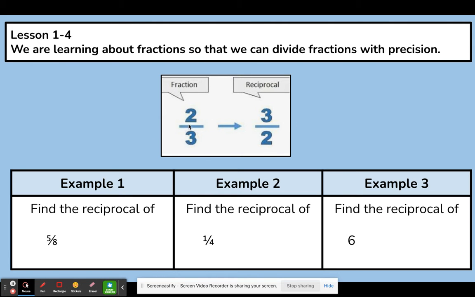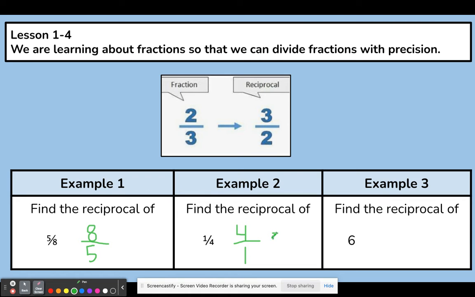A fraction is something that has a top and a bottom, like 2/3. A reciprocal is when you take that fraction and you flip it upside down. It is 3/2. So, whenever you want to find a reciprocal, you take the number they give you and you flip it upside down. So if you have 5/8, the reciprocal becomes 8/5. We flipped it upside down. If you have 1/4, the reciprocal becomes 4/1 because you flipped it upside down.